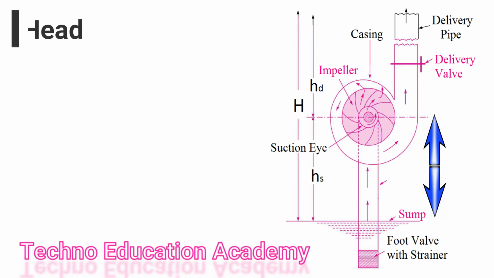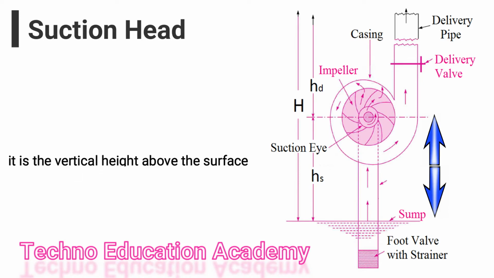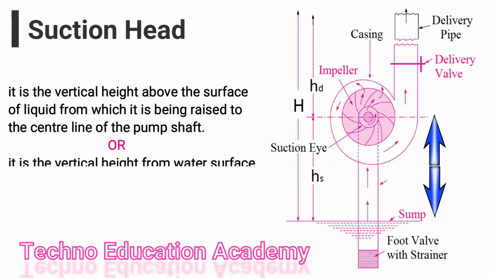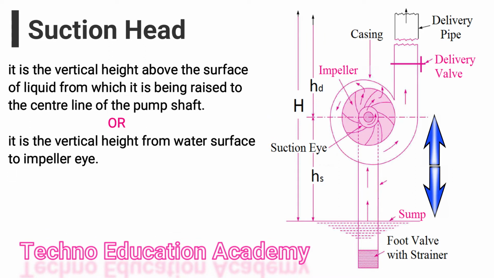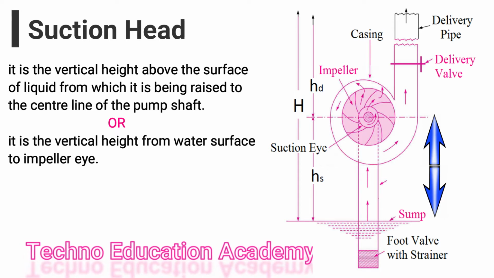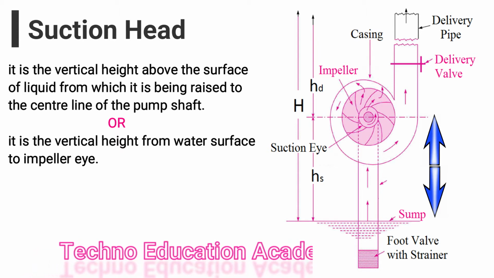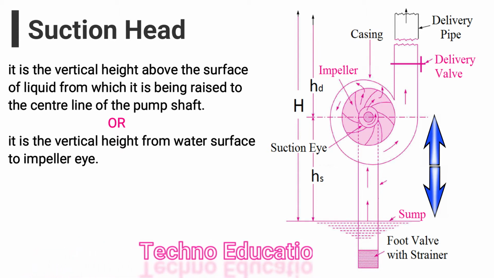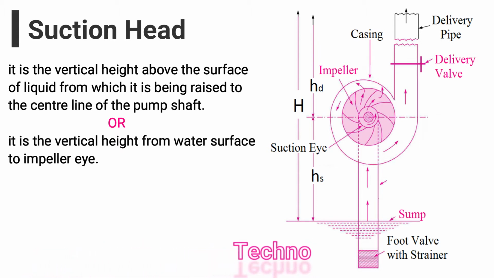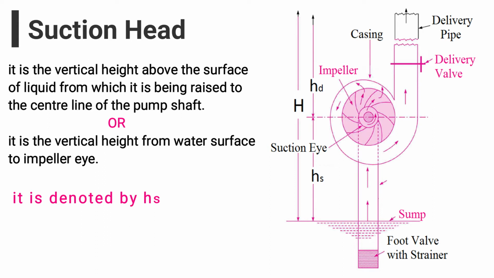Suction head means the vertical height above the surface of the liquid from which it is being raised to the center line of the pump shaft. It is known as suction head, or we can say it is the vertical height from the water surface to the impeller eye. This height is also called suction lift, and it is denoted by HS, or H suffix S.